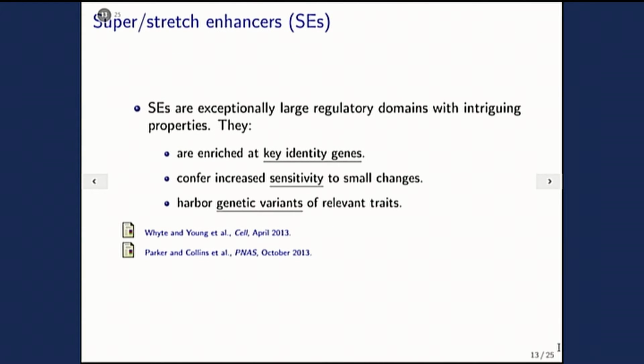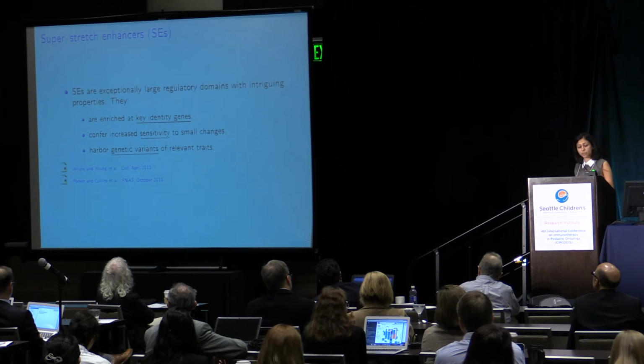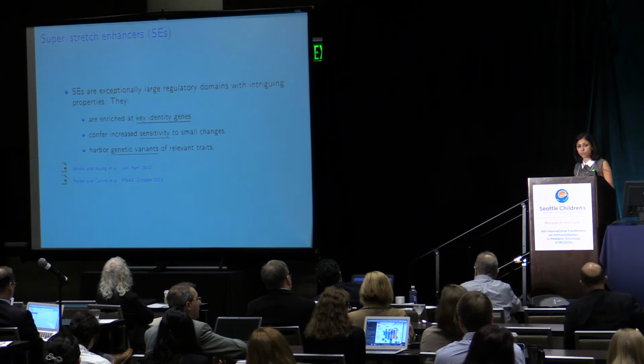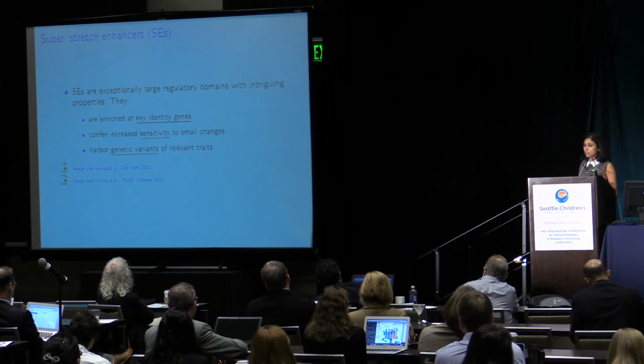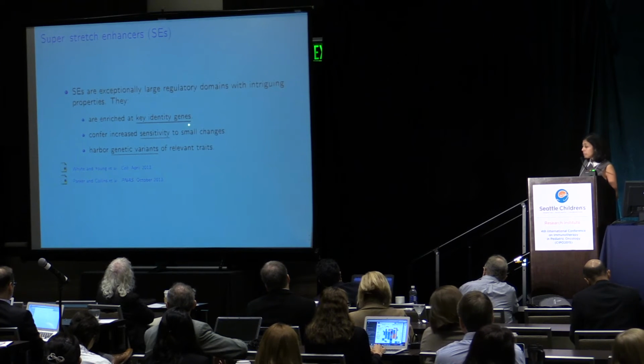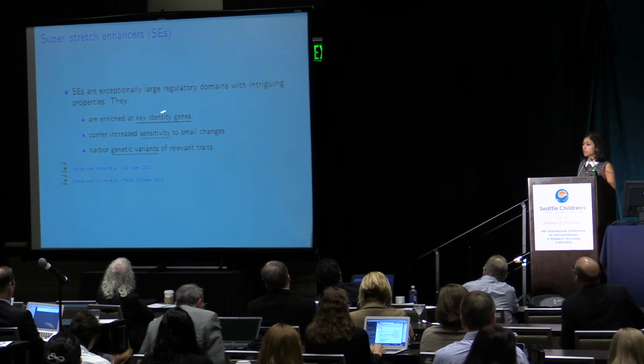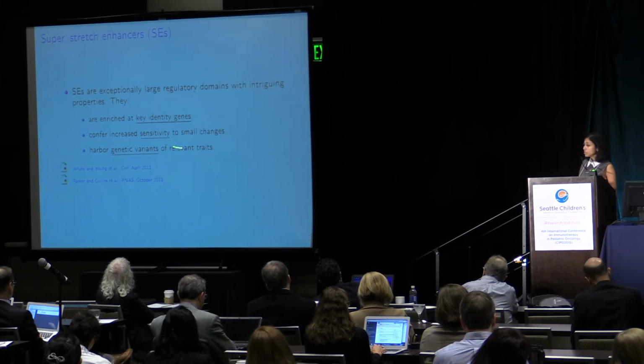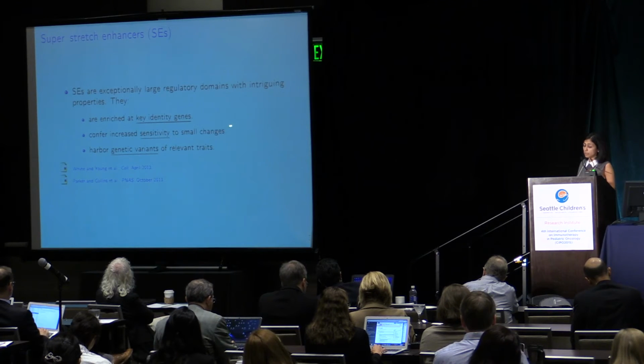So thanks to Rick Young and Francis Collins, these regions were characterized as super or stretch enhancers. Again, it really doesn't matter what we call them. There seem to be some genomic regions in every cell type that harbor a large portion of the signal associated with the transcription apparatus, and they have fascinating properties, including that they occur at key identity genes. Again, characterizing super enhancers can be a way to find the important genes in cell types about which we have limited knowledge.